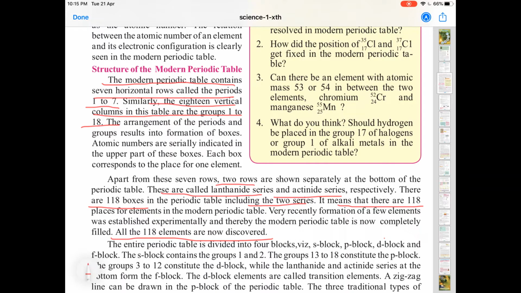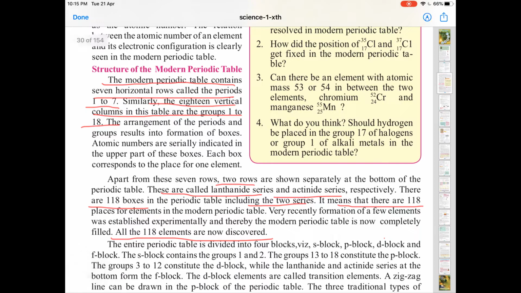So let's summarize once again. The modern periodic table consists of 7 horizontal rows called periods, numbered 1 to 7. It consists of 18 vertical columns called groups, numbered from 1 to 18. The atomic numbers are indicated in the upper part of the boxes. Apart from these 7 rows, there are 2 separate rows at the bottom of the periodic table, called the lanthanide series and the actinide series. In total there are 118 boxes, which means there are 118 elements, and all these elements are discovered.